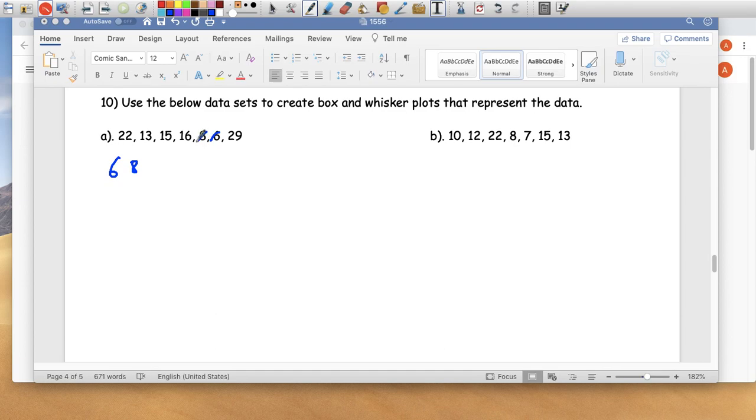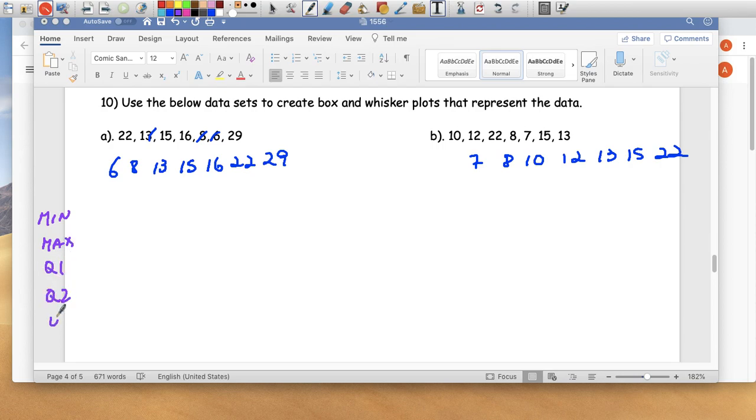6, 8, 13, 15, 16, 22, 29. On this side, I think it's 7, 8, 10, 12, 13, 15, 22. Okay, so what do we need? We need all that good stuff there. So let me write min, max, Q1, Q2, Q3, and I'm going to write the same thing over here. Min, max, Q1, Q2, Q3.